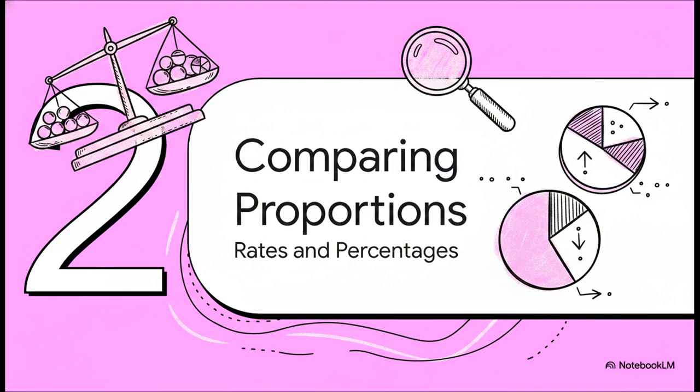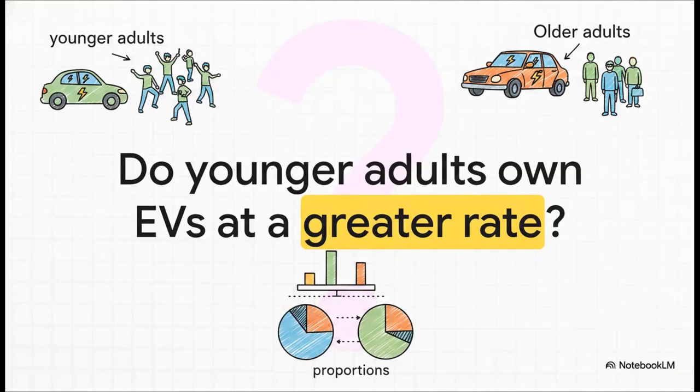Section 2. Comparing two proportions. Often we don't really care about the average of something. We care about how often a specific trait occurs. For example, say a marketing firm wants to know, do younger adults really own electric vehicles at a greater rate than older adults? When we're asking questions about the rate of an occurrence between two distinct groups like this, we're dealing with independent population proportions.